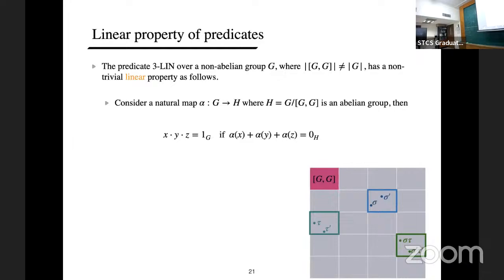Okay, so that is what I call a linear property of a predicate. The quantifier is: there exists an abelian group, so that for every tuple in the support of the predicate, that is, every satisfying assignment, it satisfies a certain group equation.